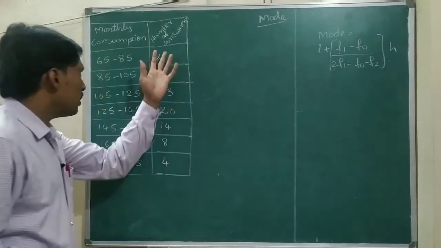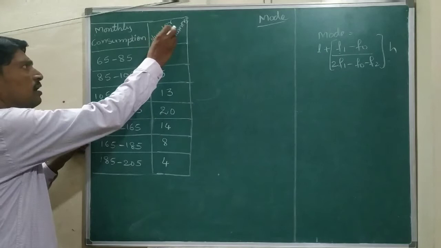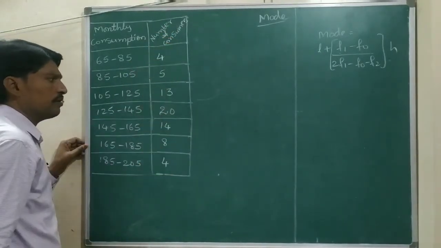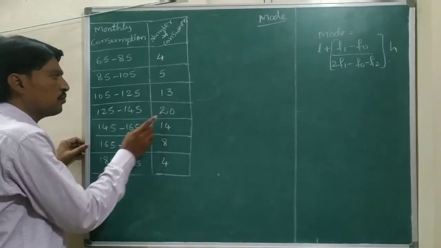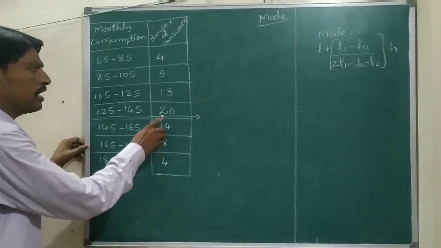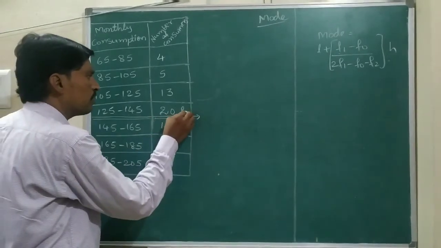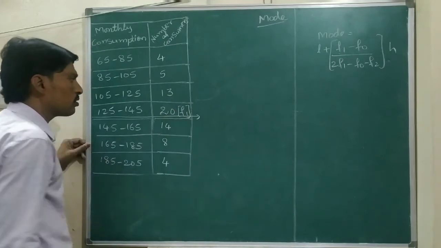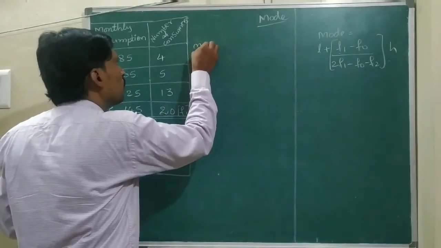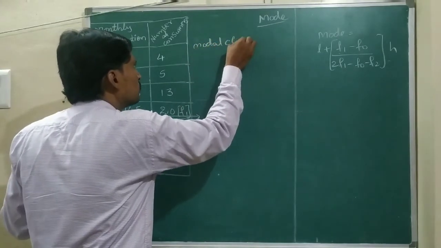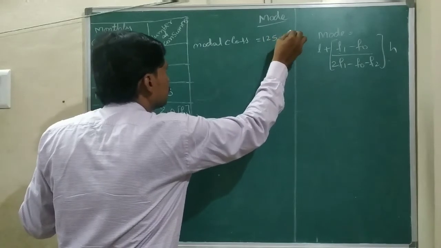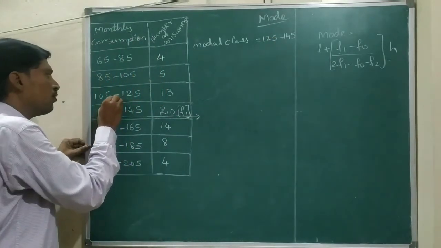Now from the table, number of consumers, that is frequency. In this, what is the highest frequency? Here the highest frequency is 20. You can underline it. That highest frequency we are taking as the frequency of the modal class. So now the modal class is 125 to 145.